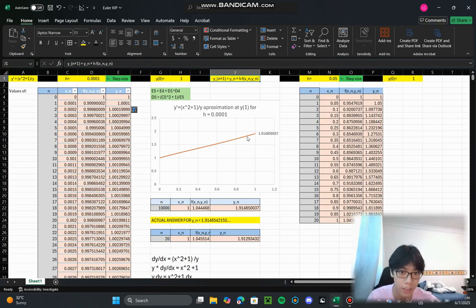This formula here is actually a linear graph because it's a straight line. Alright, that's all. Bye. Hey, wait, let me end.